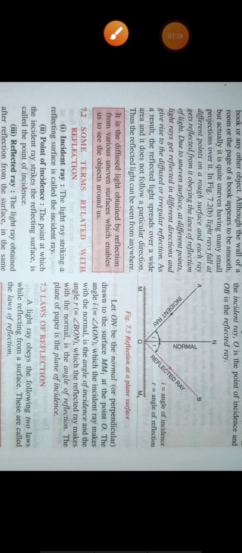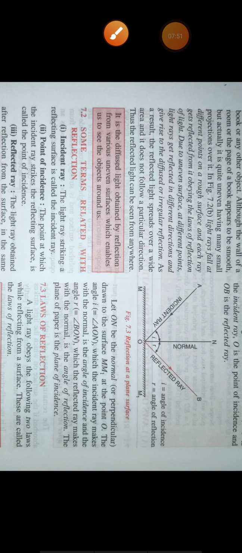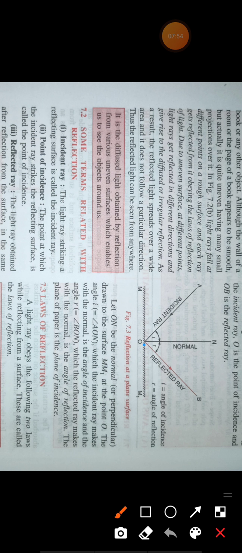Point of incidence means the point at which the incident ray strikes the reflecting surface. So at point O, this incident ray is striking the surface. Which one is your surface? This M prime is your surface. This can be your plane mirror or water surface, anything. At this point O, your incident ray is striking this surface, so point O is called the point of incidence.